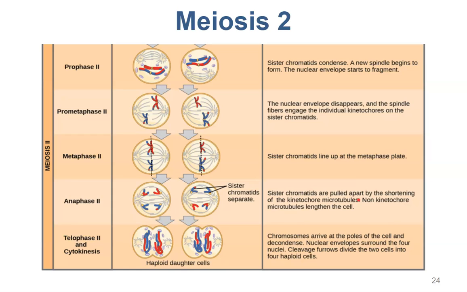There is no interphase between the 2 stages of meiosis. Okay, so there is no interphase between meiosis 1 and meiosis 2 because we don't want to duplicate our chromosomes. We want to get fewer. That's the whole point of meiosis. We're trying to get fewer chromosomes in our daughter cells. So there's no interphase. So we go directly from telophase 1 into prophase 2.